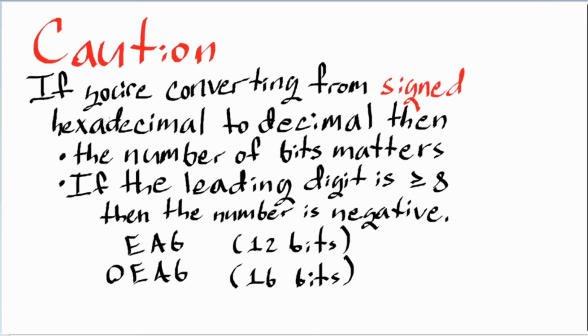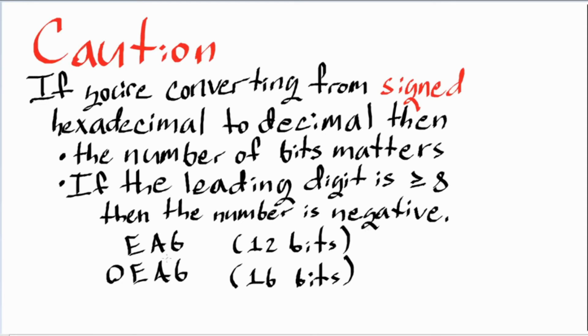Something important to mention is that if you're converting from signed hexadecimal to decimal, then two things are important to note. One, the number of bits matters, and two, if the leading digit is greater than or equal to 8, then the number is negative. This is easier to see with an example. Here are two numbers in hexadecimal, EA6 and 0EA6. At first glance these might look like the same number, but one of them is 12 bits and the second one is 16 bits.